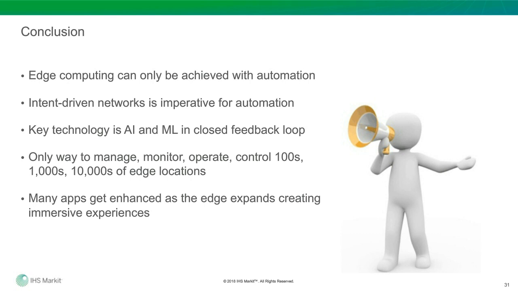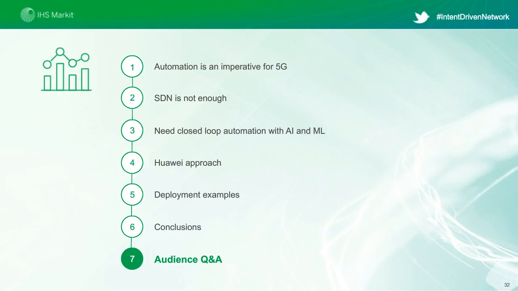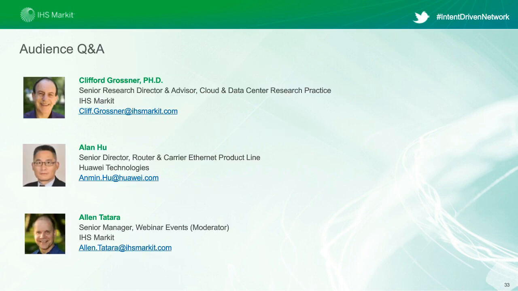I do have a question here, and the question is that the introduction of AI and ML automation will certainly introduce some unpredictability and risk. And the question to you, Alan, and people at Huawei is how will you protect the network from some sort of risk with AI and ML as you introduce a new technology?